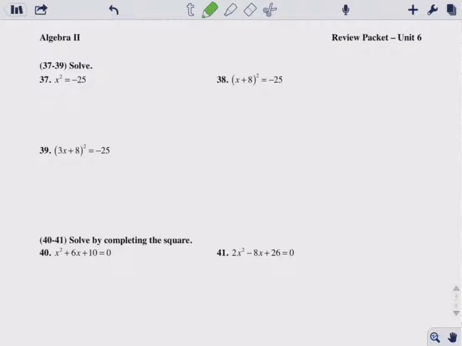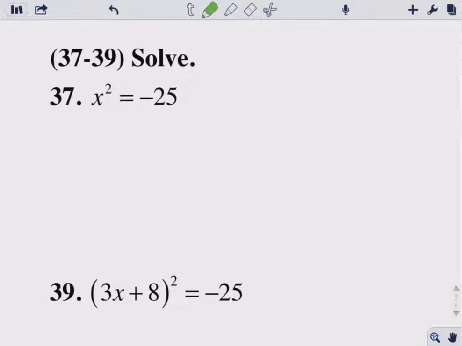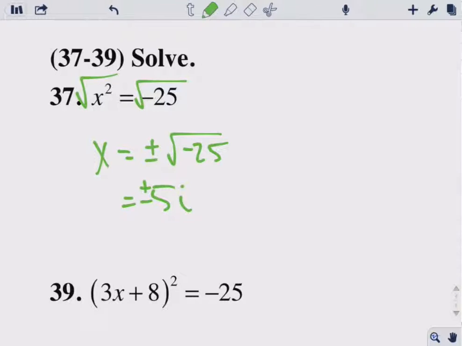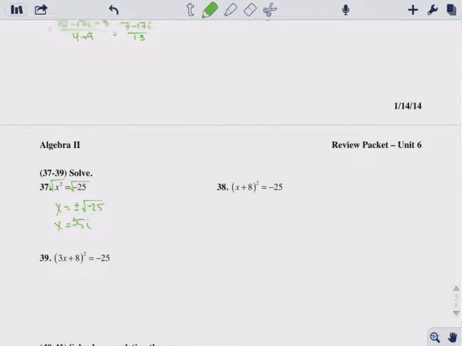Okay, this is page 4 of the Unit 6 test review. Take the square root of both sides, so you get x is equal to plus or minus the square root of negative 25. The square root of negative 25 is 5i, so x is equal to plus or minus 5i.